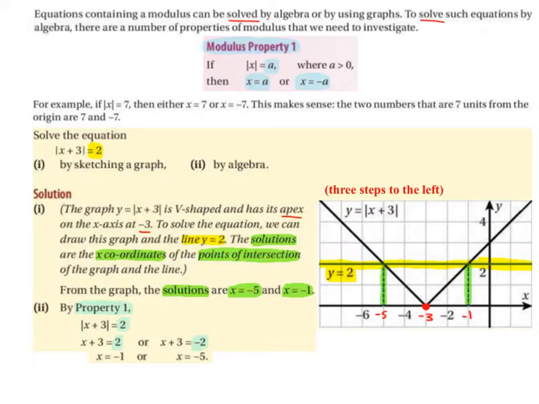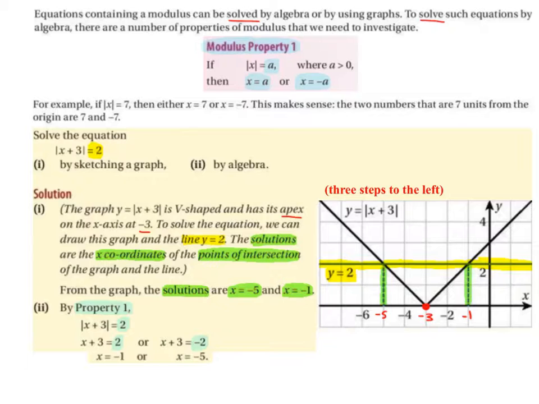So then we're going to draw our line across y equals 2, and we're going to drop perpendiculars down to the x-axis at the points at which it touches our graph. So from the graph, the solutions are x equals minus 5 and x equals minus 1.